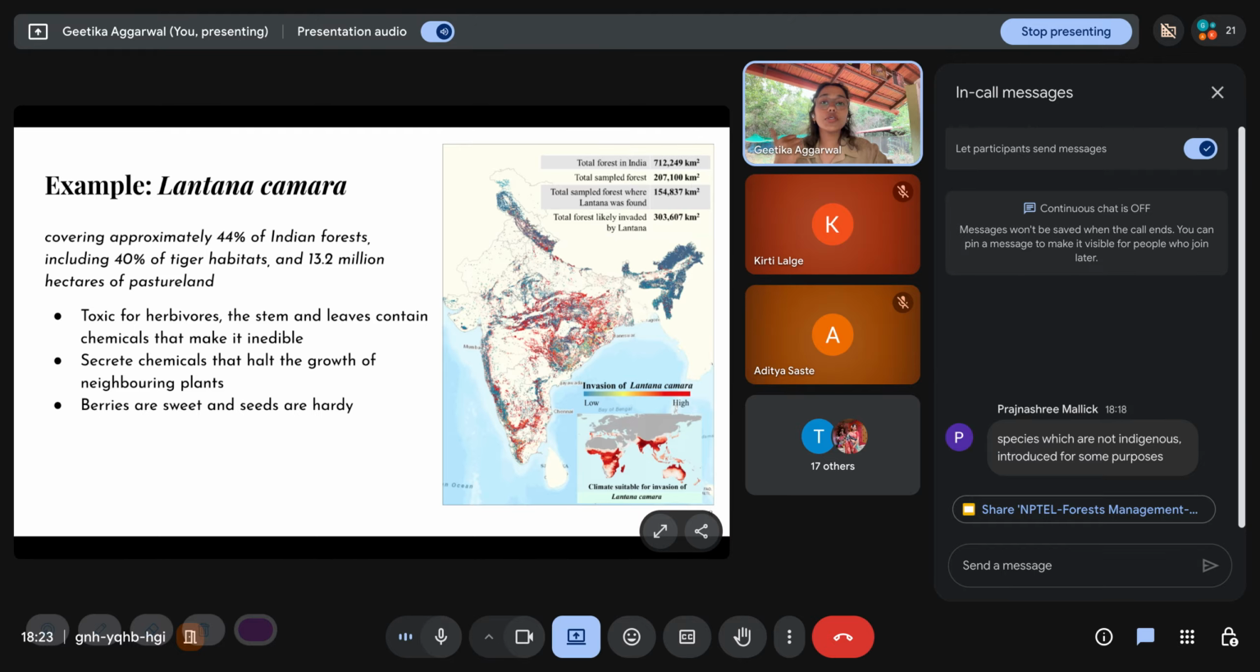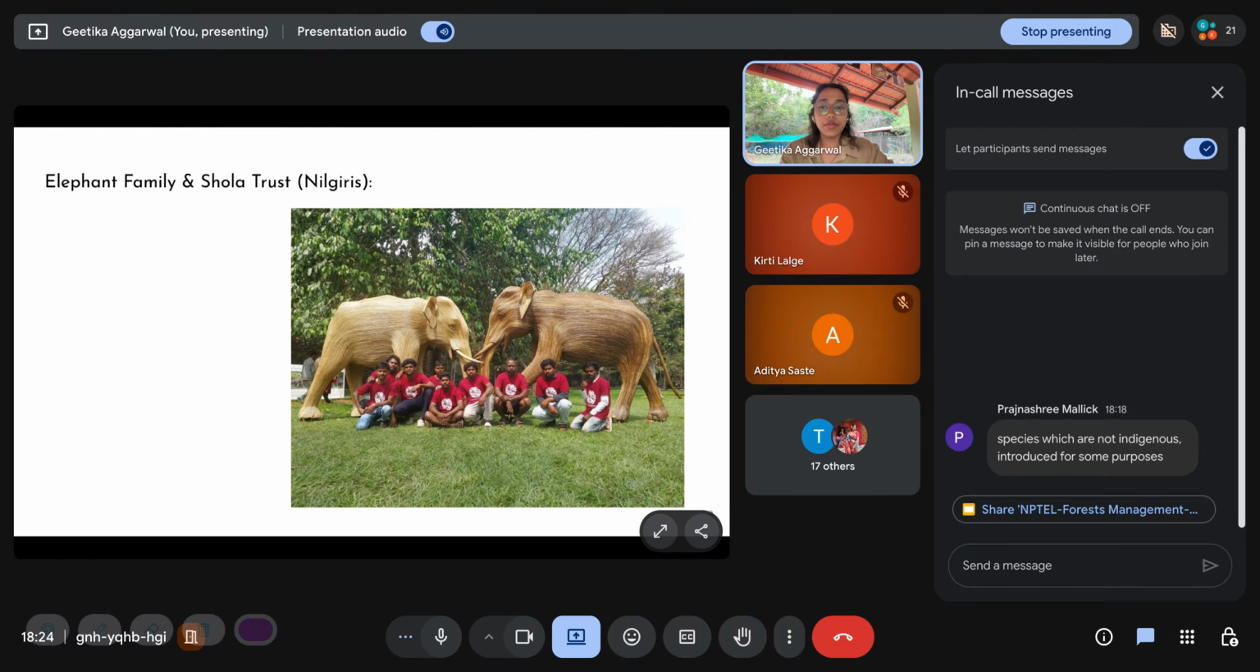So there's no control because no herbivores feed on it. It is halting the growth of other plants nearby, so it can use a lot more area, and there's a lot of seed dispersal happening. So India has a lot of lantana controlling projects going on, because it has been a huge problem for Indian forests.